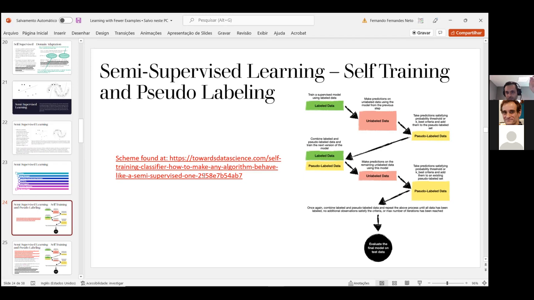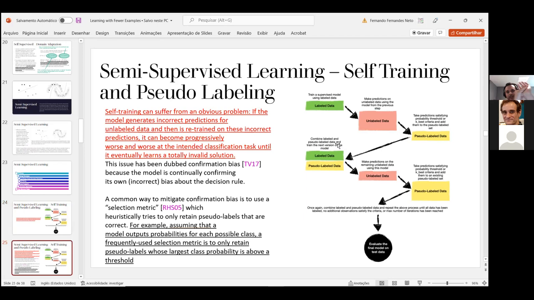Then we combine the labeled and pseudo-labeled data and train the next version of the model. And then we make predictions on the remaining unlabeled data using this model. And again, we take predictions satisfying the probability threshold or k-best criteria and add them to the existing pseudo-labeled set. So in a kind of loop, which is actually lacking here in this diagram, this flow, once again, we combine the labeled and pseudo-labeled data and repeat the above process until all the data has been labeled, no additional observations satisfy the criteria, or the max number of iterations has been reached. And finally, as the final step, we evaluate the final model on test data.